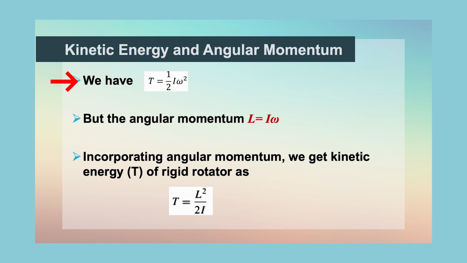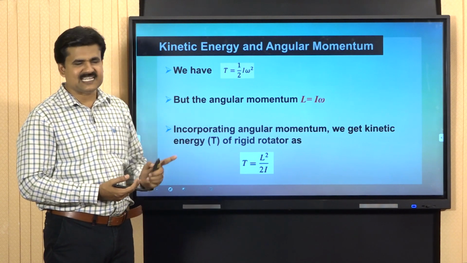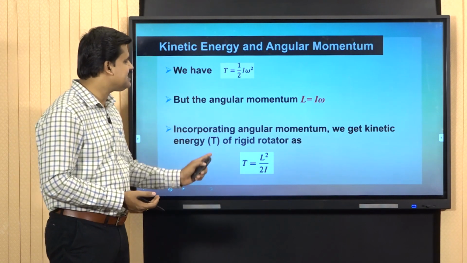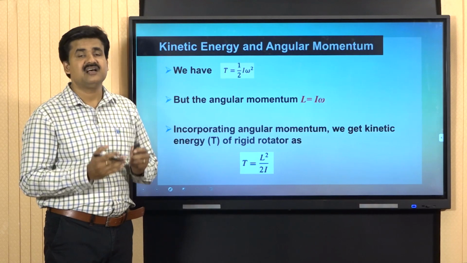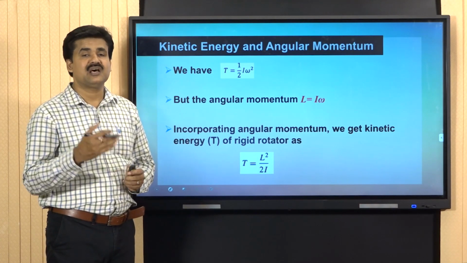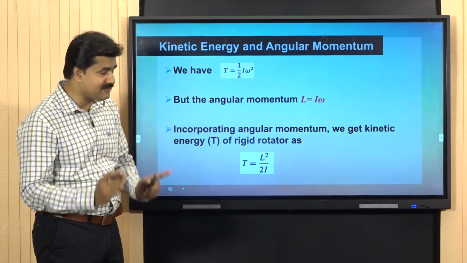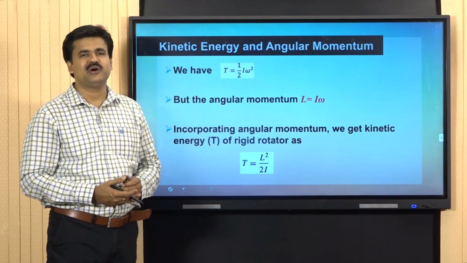We have the total kinetic energy, T is equal to half I omega square. But we know the angular momentum of a molecule that executes rotational motion, L is equal to I omega. Incorporating angular momentum, we get the kinetic energy T of a rigid rotator as T is equal to L square divided by 2I, where L is equal to I omega, called angular momentum. Omega represents angular velocity. I represents moment of inertia, that is equal to mu r square. Thus we arrived at the kinetic energy of a rigid rotator equal to L square divided by 2I.